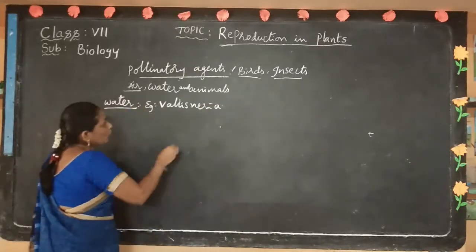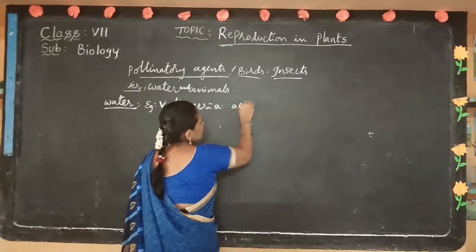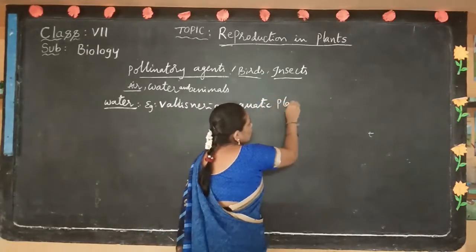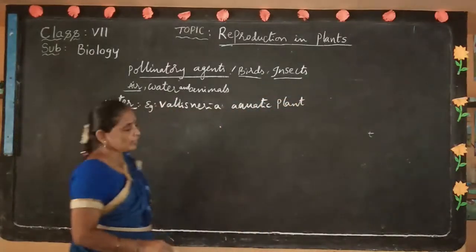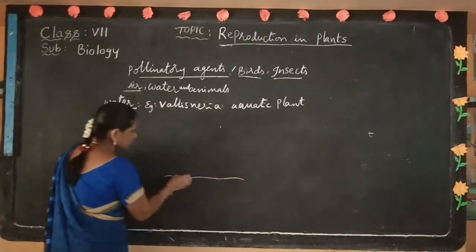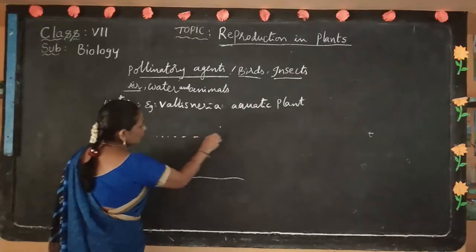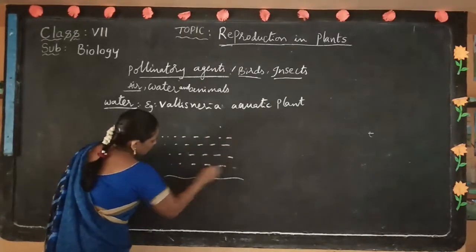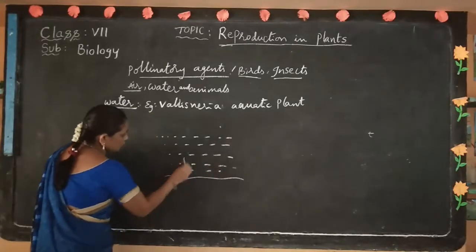Vallisneria is an aquatic plant, meaning a water plant. It is present in the water. It is a submerged plant.